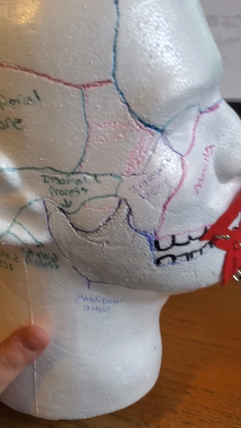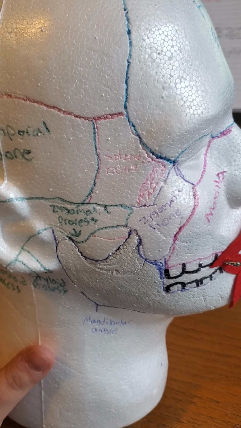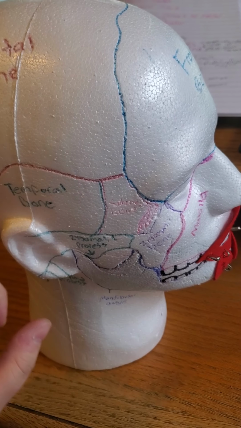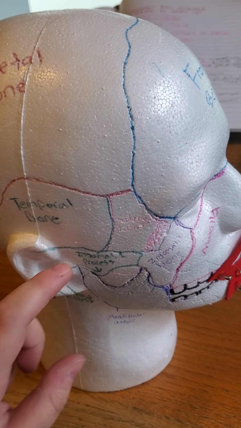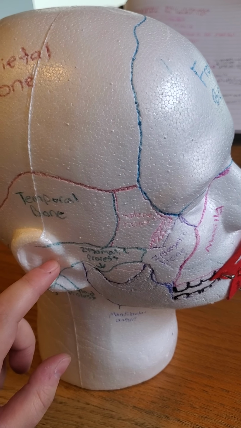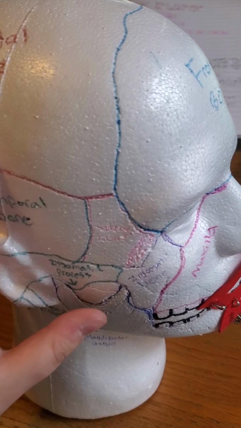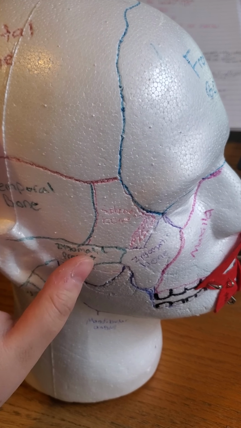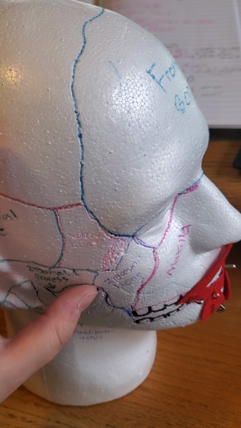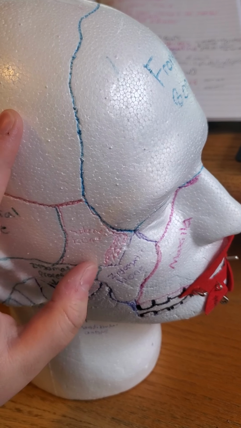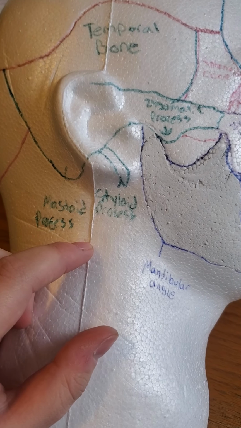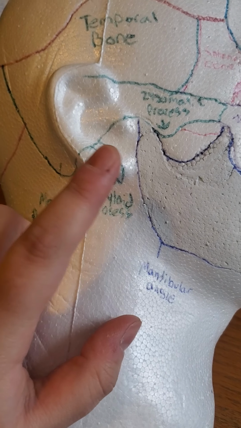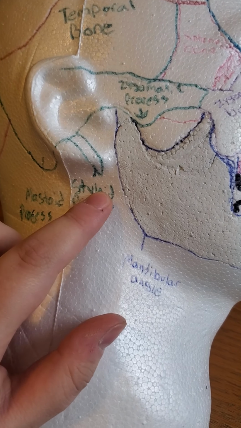So the zygomatic bone is also known as your cheekbone, and it articulates with the temporal bone right here to form the zygomatic arch. And so this whole thing right here is the zygomatic arch. So there's a zygomatic process of the temporal bone, which is this part, and then this is where they meet. So moving it a little more, here's the mastoid process on the temporal bone, where a lot of muscles tend to connect to, and the same for the styloid process.